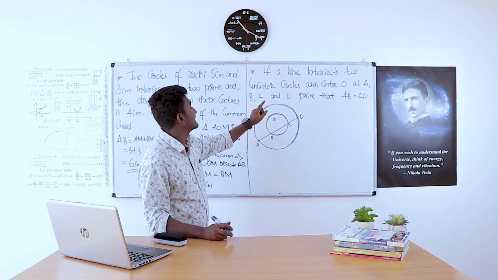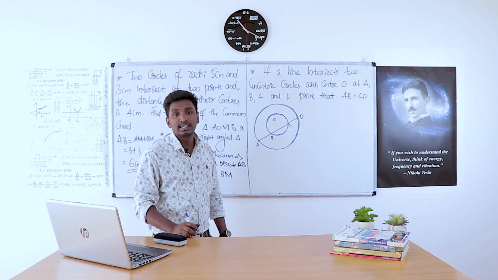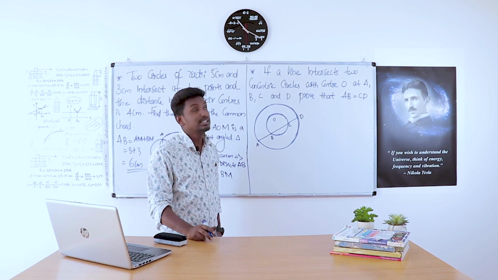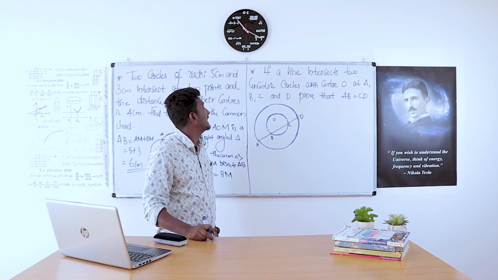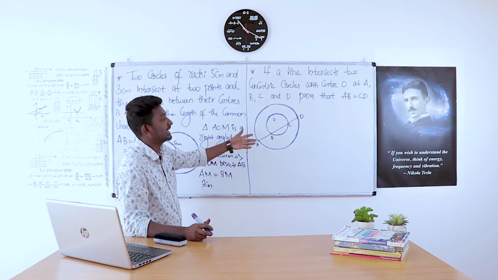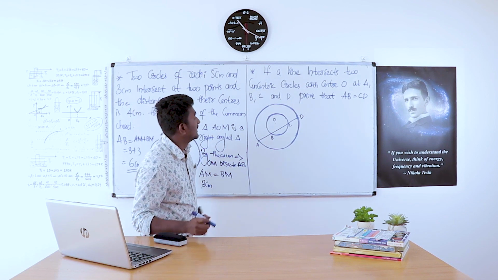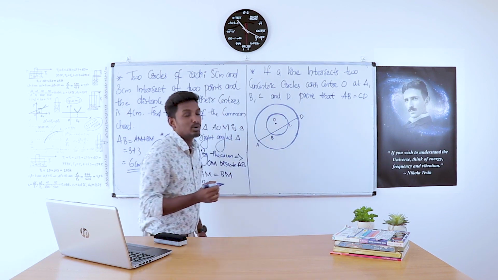If a line intersects two concentric circles, what do we mean by concentric circles? Circles having the same center. Concentric circles means circles having the same center, with center O. A line intersects the two circles at A, B, C and D. The figure is given. We want to prove AB is equal to CD. Now, O is the center of both the circles.